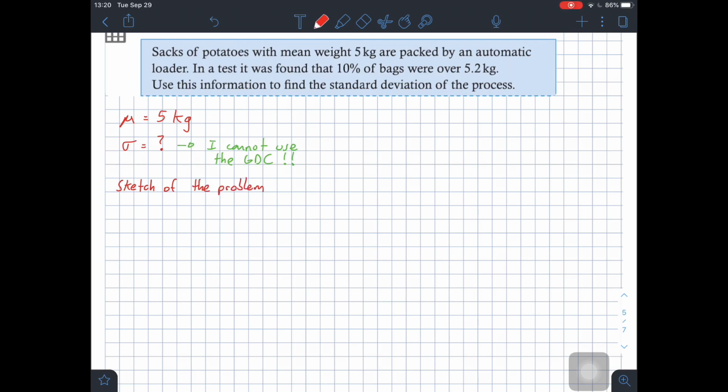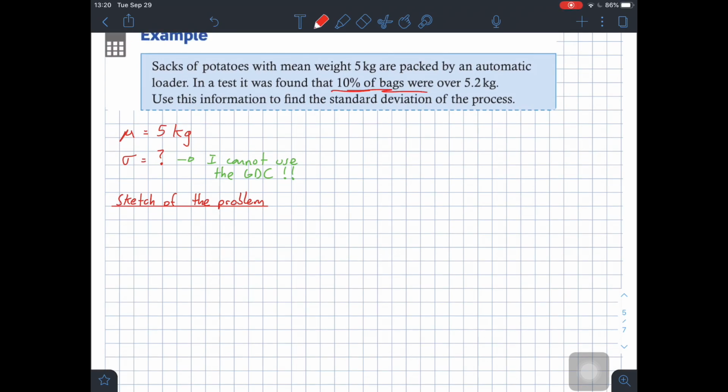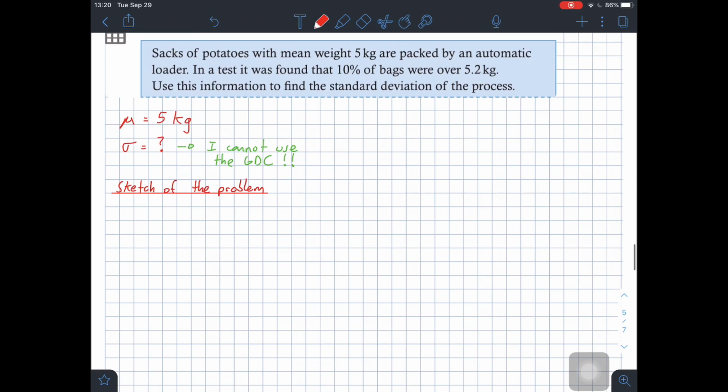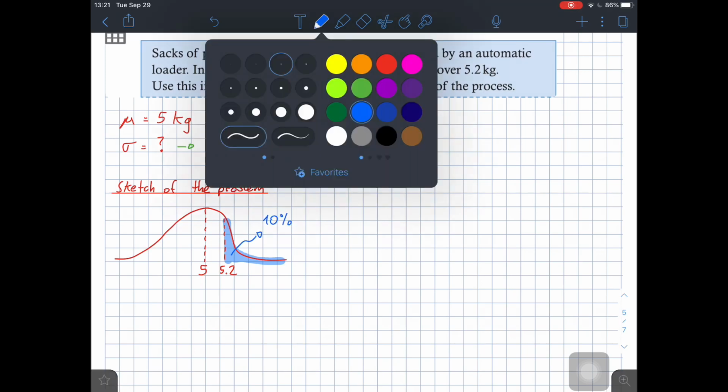If I do a sketch of this situation, we're saying that 10% of the bags were over 5.2. So if we draw the bell-shaped curve, the mean is 5, and 5.2 is to the right, here. So 10% are over that weight. This blue shaded region represents 10% of our information, according to this problem.